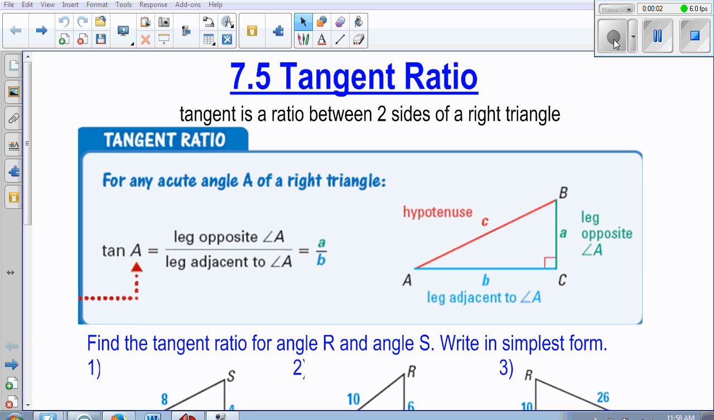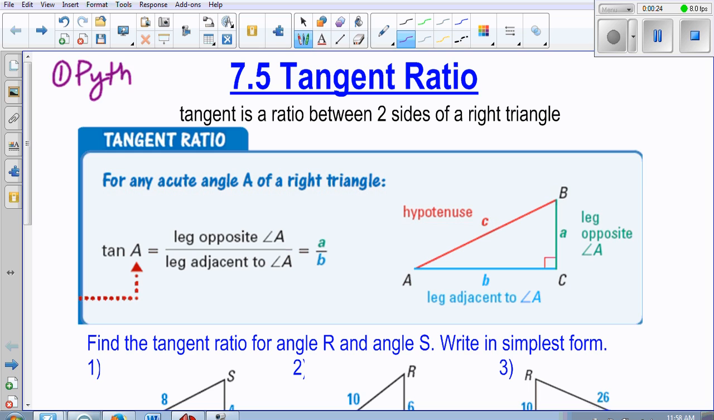In the previous lesson, we learned about special right triangles, and I told you in class that special right triangles was another way to help us find missing lengths of right triangles. So far this year, we have learned two different ways to find missing lengths of a right triangle, one of them being Pythagorean theorem, and the other being special right triangles.